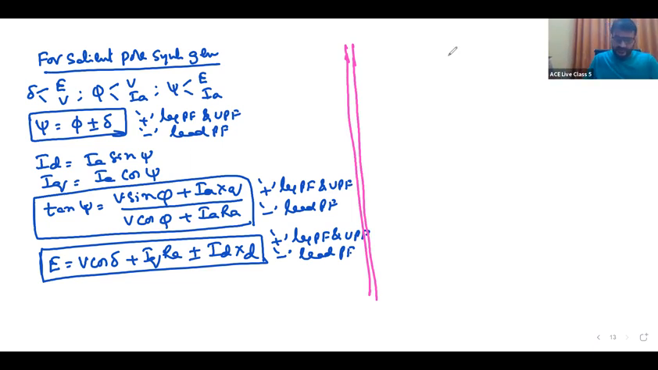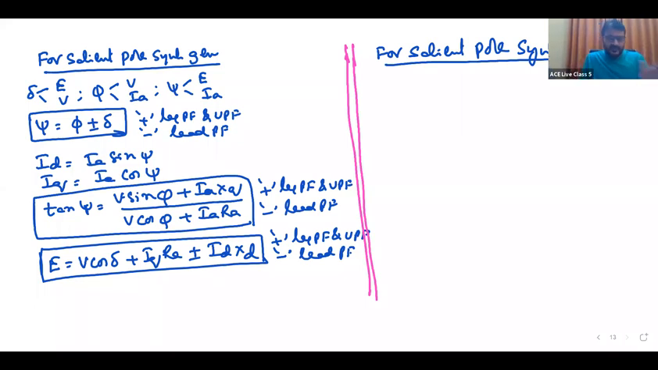For the salient pole synchronous motor, wherever plus is there, you write minus. The alternator I am writing on the left side. For the motor, it is quite opposite. Where plus is there, simply replace it by interchanging the sign, plus and minus.